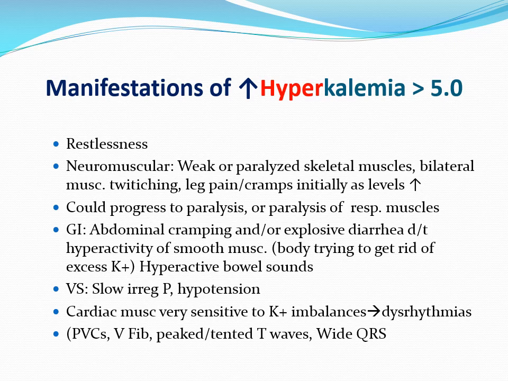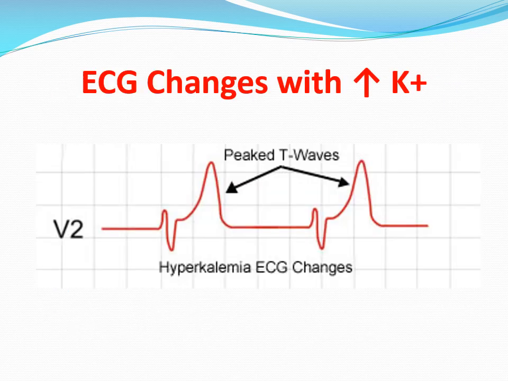Vital signs: you'll see a low irregular pulse or hypotension. The cardiac muscle is very sensitive to potassium imbalances, so you'll see dysrhythmias such as PVCs, VFib, peaked or tented T waves, and wide QRS. So as you can see here, these are some very high T waves. Those are some of the ones that people automatically notice a lot of times with EKG changes of potassium.